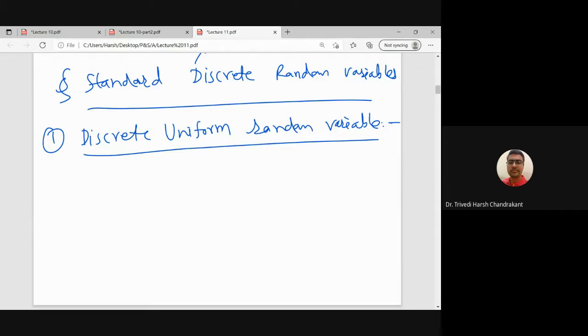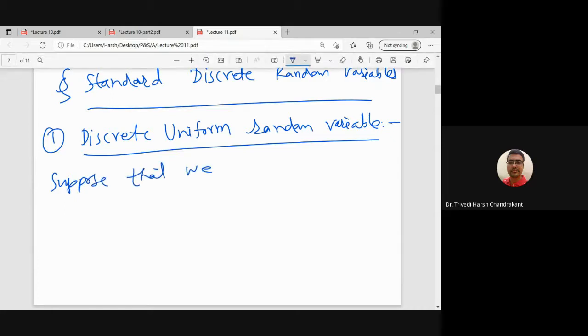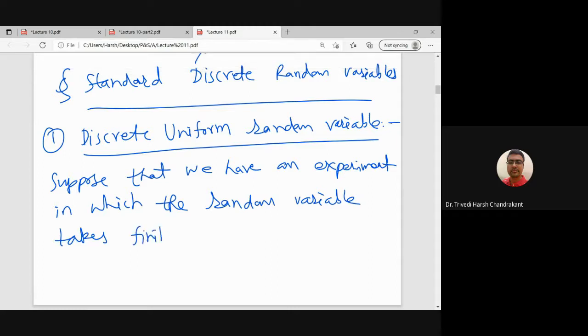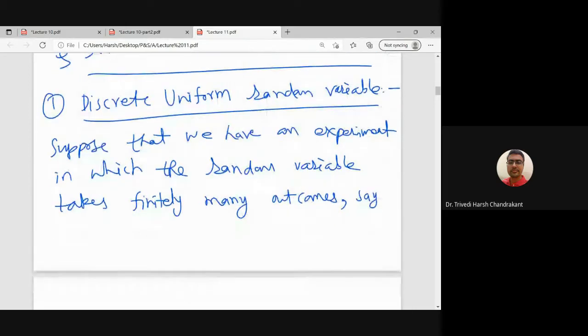So suppose that we have an experiment in which our random variable takes finitely many values, finitely many outcomes. Say it is taking finitely many values, that means 1, 2 up to n.